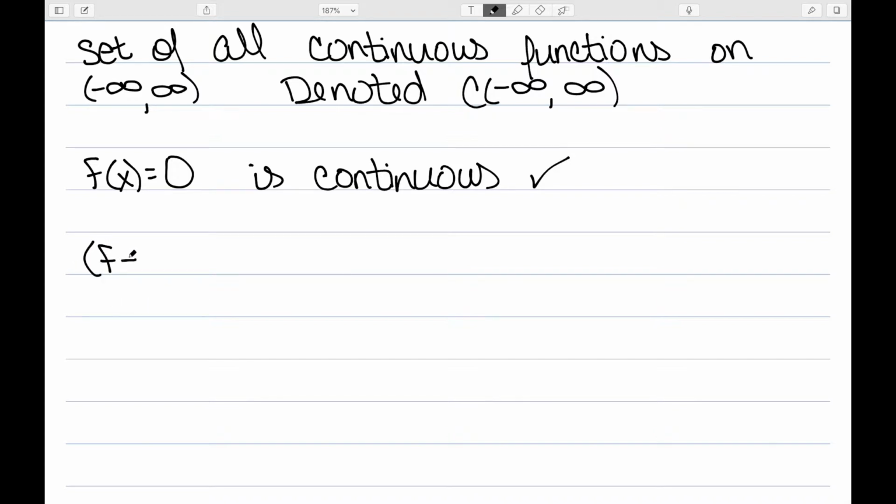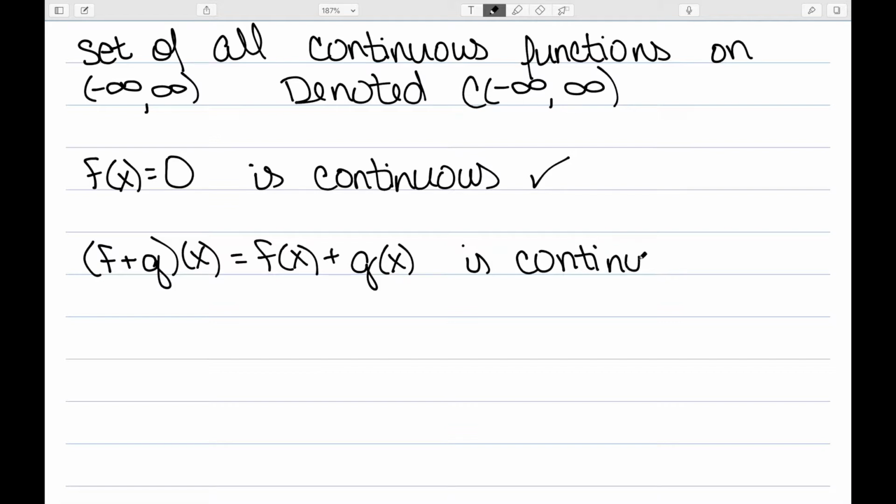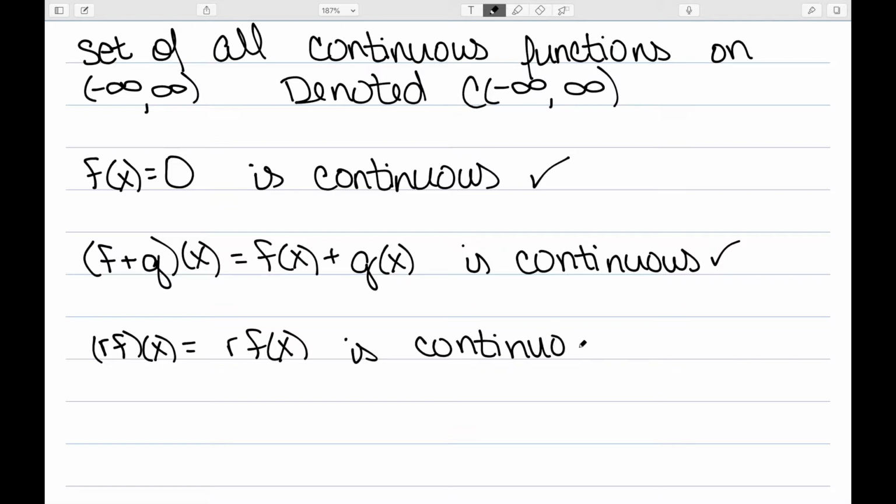The second thing, (f plus g)(x) is equal to f(x) plus g(x). And if f and g are both continuous, this is also continuous. So this is a theorem from calculus. And in addition, multiplying by a scalar gives me r times f(x). Also from calculus, we have a theorem that says this is also continuous. We don't change continuity when we multiply by a scalar. So this would be a subspace of my function space.